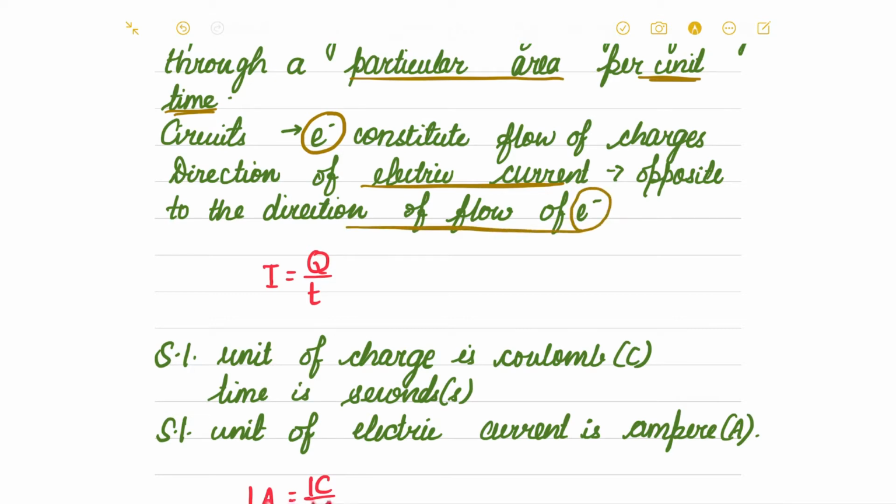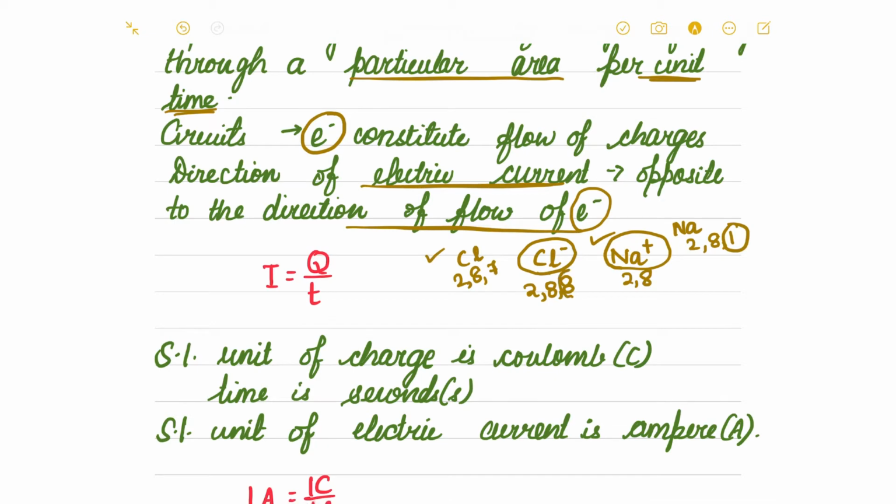Now we can remember it in this way. Suppose I write here Cl minus and here Na plus. Na plus is the ion of sodium. The electronic configuration of sodium is 2, 8, 1 and that of Na plus is 2, 8. Similarly, in case of chlorine, the electronic configuration is 2, 8, 7 and that of Cl minus is 2, 8, 8. So we can clearly see that Na plus has lost 1 electron and Cl minus has gained 1 electron.